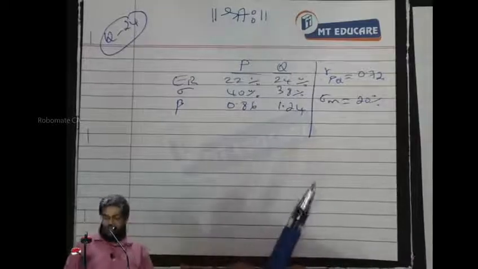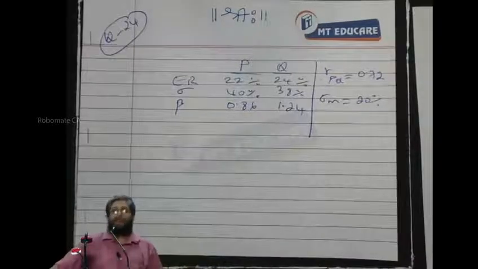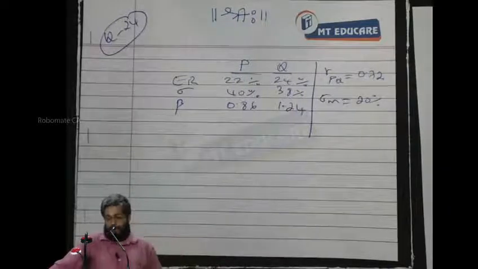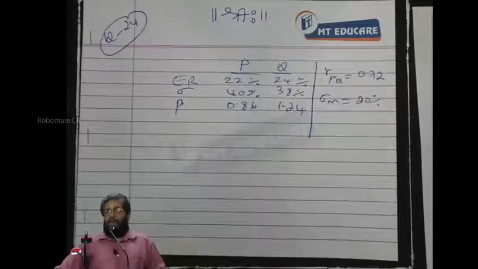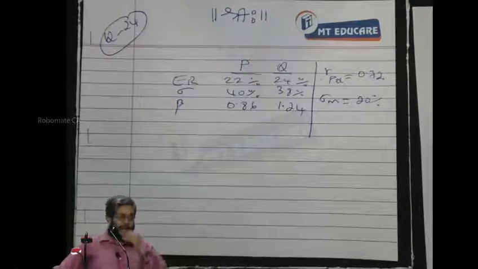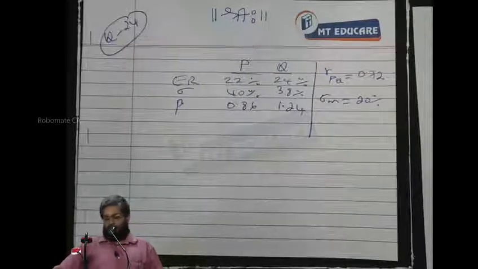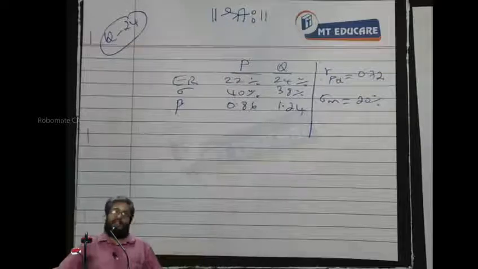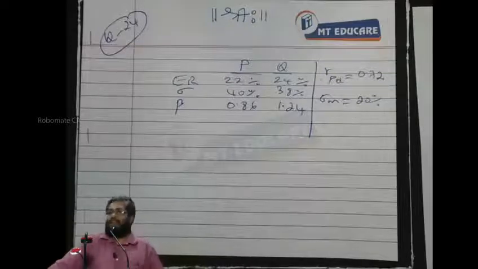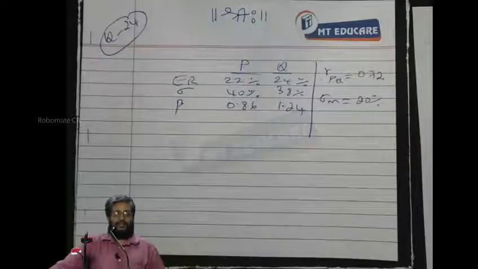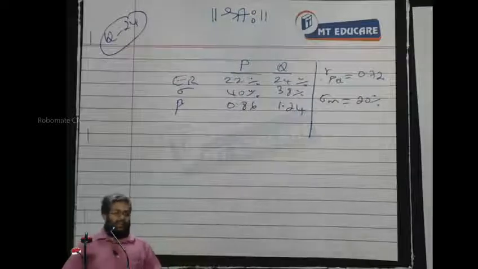Now, first part A. Q is more efficient than P since it gives, fill in the blank, since it gives what? Higher return for a lower risk. Since it gives higher return for a lower risk. Everybody, are you comfortable or not?